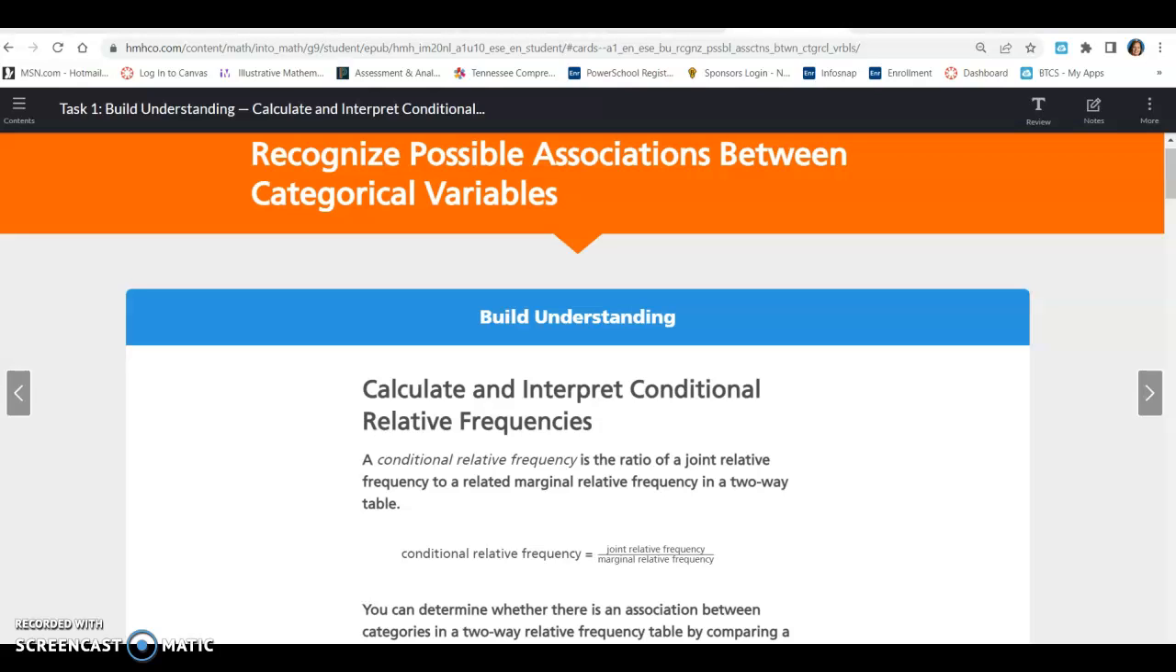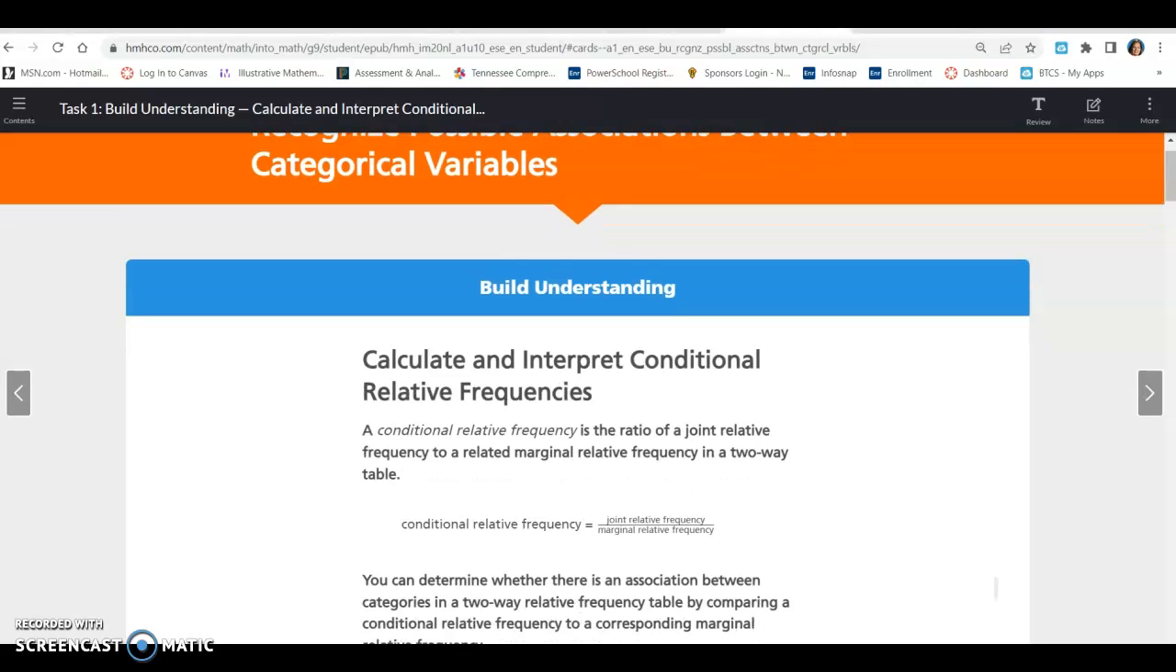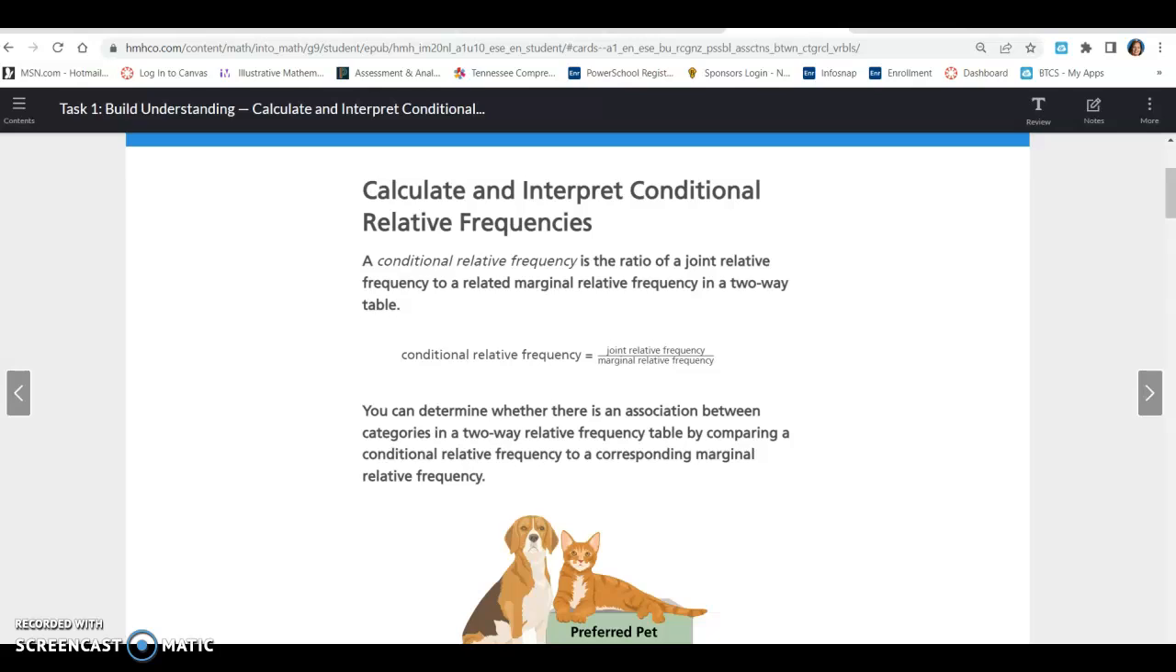Lesson 21.2, Task 1. Recognize possible associations between categorical variables. Calculate and interpret conditional relative frequencies. A conditional relative frequency is the ratio of a joint relative frequency to a related marginal relative frequency in a two-way table. So, here's how you can find this.